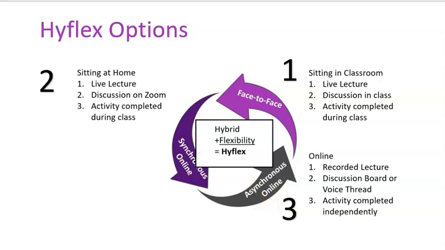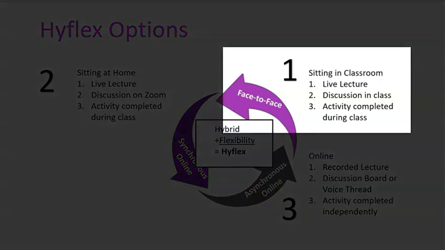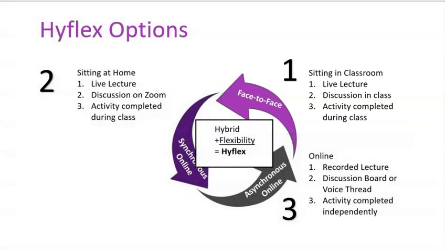Let's dive deeper into each of these 3 choices. Number 1 is the option of sitting in the classroom. Here, learners are participating with the live lecture. The instructor is on site with the learners. Discussion is occurring in class, and learning activities where information is being applied is completed during class.